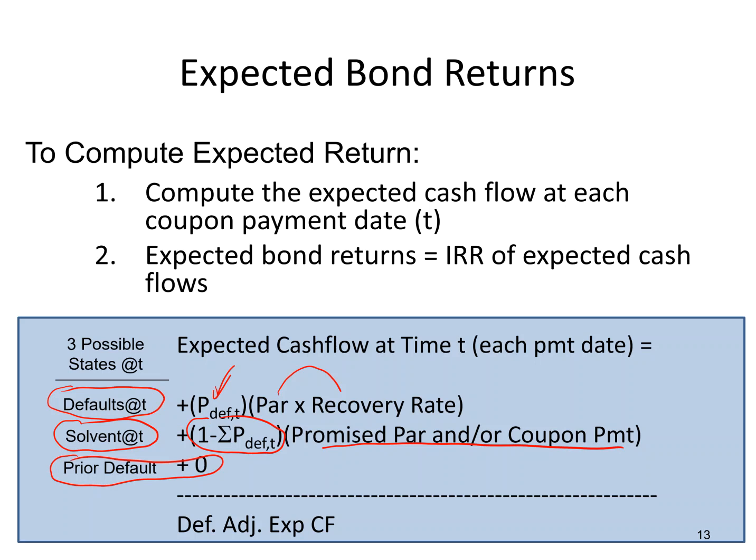So we have to always account for the probability it defaults now, and in that case, get the recovery times the par. The probability that it has not defaulted and is not defaulting this period, in that case, you just get the promised cash flow. And the probability it's already defaulted, in which case you get 0.